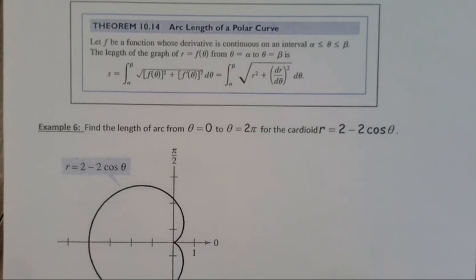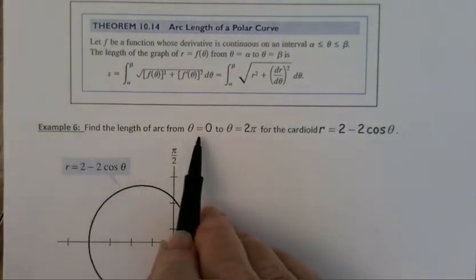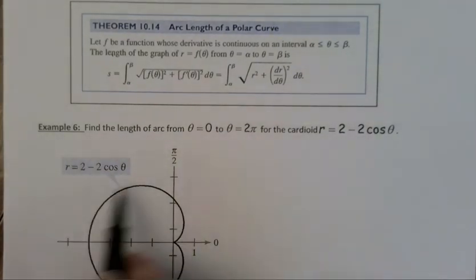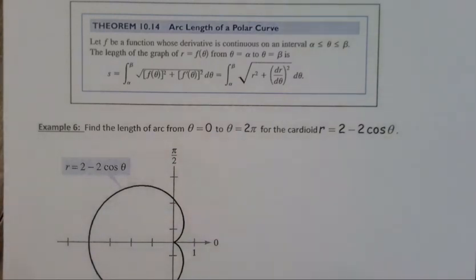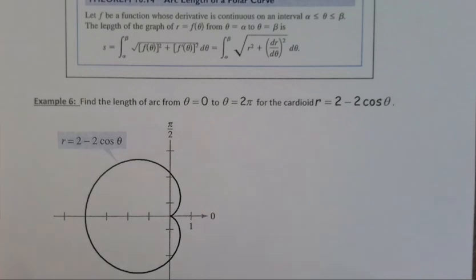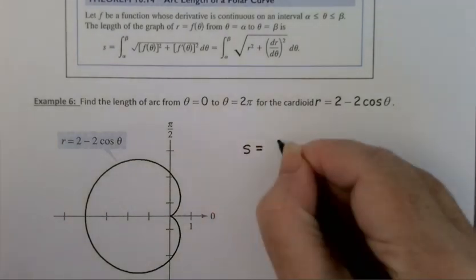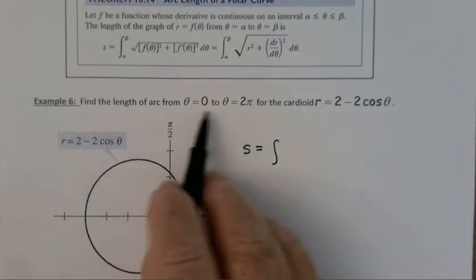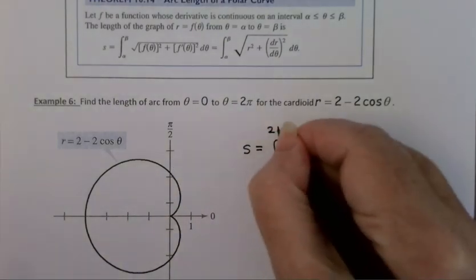In example 6, we'd like to find the length of the arc from theta equals 0 to theta equals 2 pi, so all the way around this cardioid, r equals 2 minus 2 cosine theta. So I'm simply going to use the formula that they gave us. Since we were told 0 to 2 pi or all the way around, I already have that as my limits of integration.